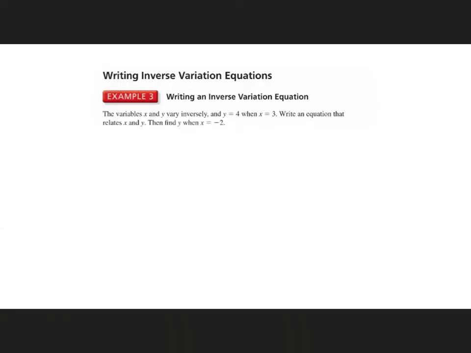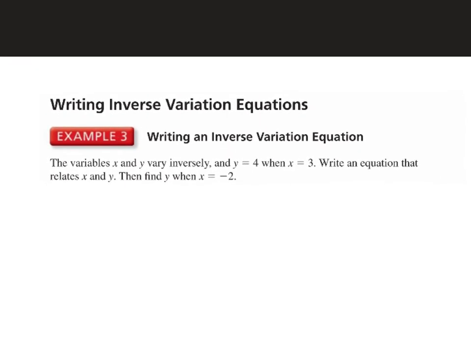Alright, next we're going to be writing inverse variation equations. What is our formula for inverse variation? Y is equal to a over x. So in these types of problems, it's going to give us a value for x and y, and we need to solve for a. We have to find what our constant is. Then we plug that into our equation with x and y, so we have our inverse variation equation, and then we can find whatever value it gives us.